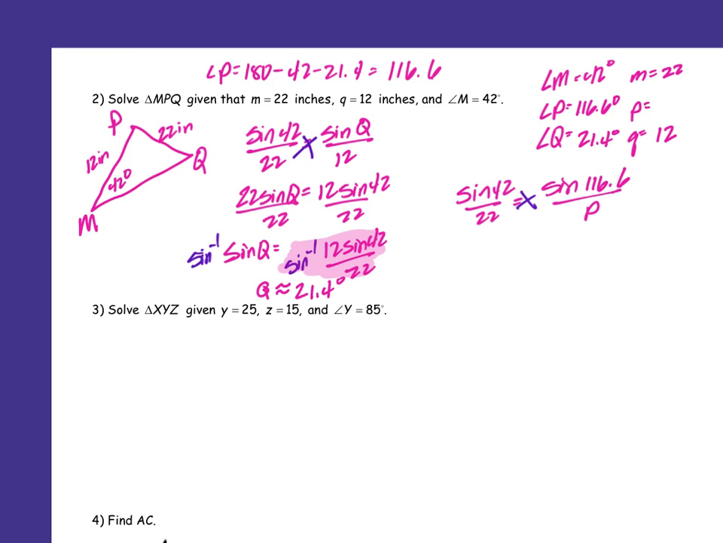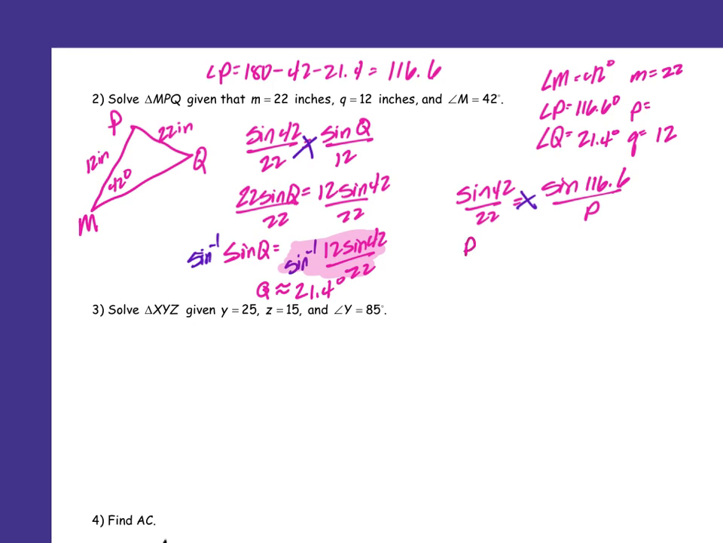Unfortunately, on this problem, part of my answer is already rounded, so it's already been rounded once. There's no way I could get around that, and sometimes you can't. So my angle's already been rounded, and I have to deal with it, okay? So we just deal with it.